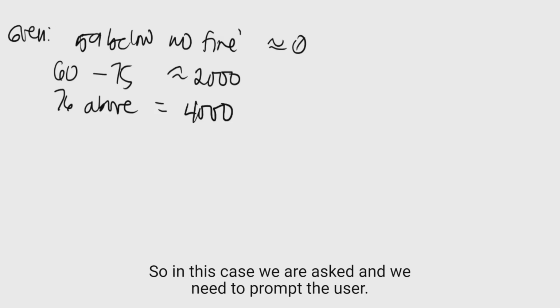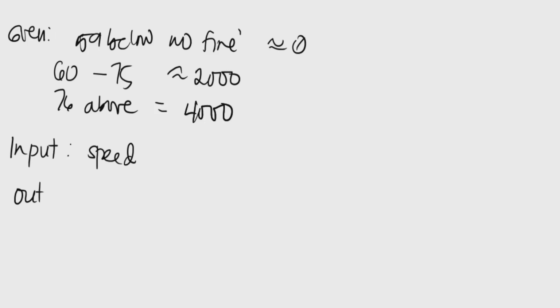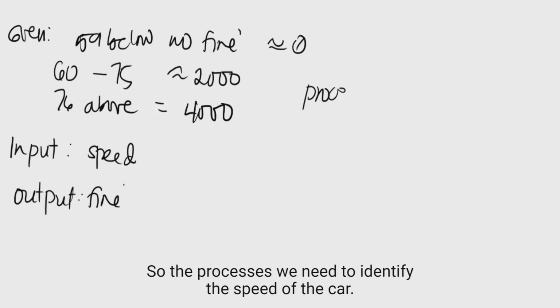Okay? So in this case, we need to prompt the user. So what should be the input? To input the car speed. And we're going to output the fine. Now, how are we going to do the process? The process is we need to identify the speed of the car.